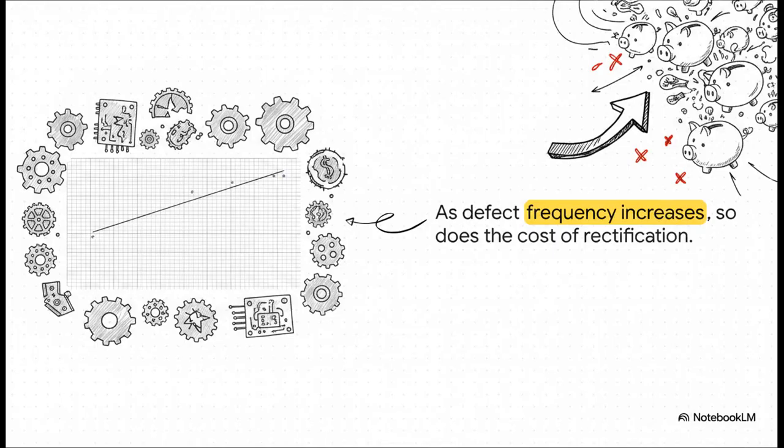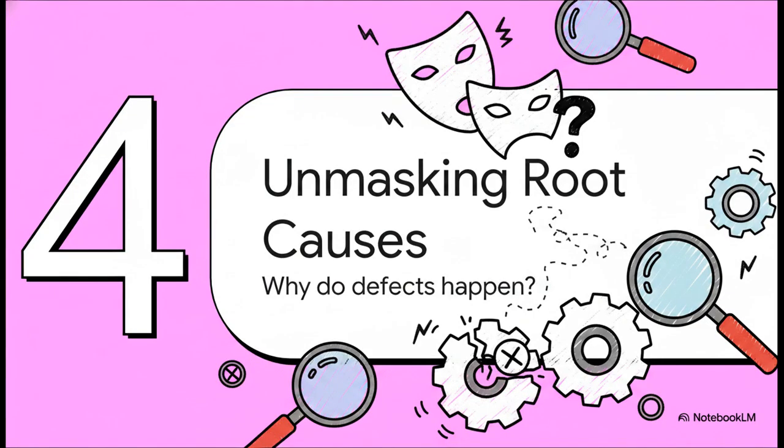And here's something absolutely crucial to understand about the cost. It's not a simple linear problem. As this chart clearly shows, the more defects you have, the more expensive each individual one becomes to fix. The problem doesn't just grow, it compounds. It gets exponentially worse.